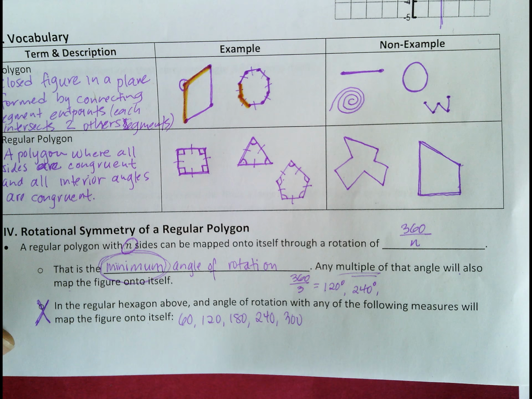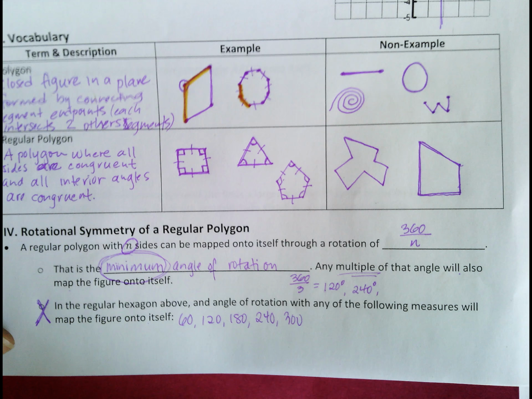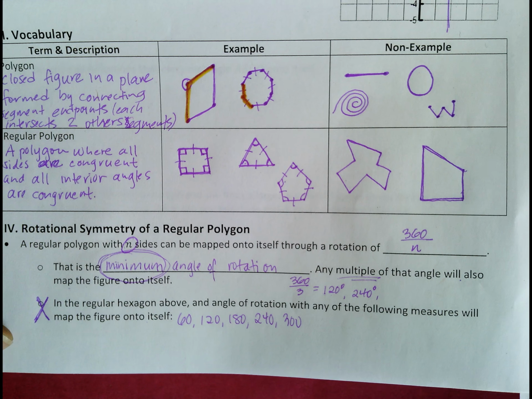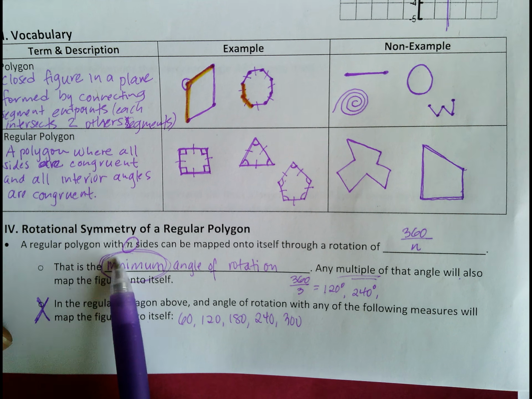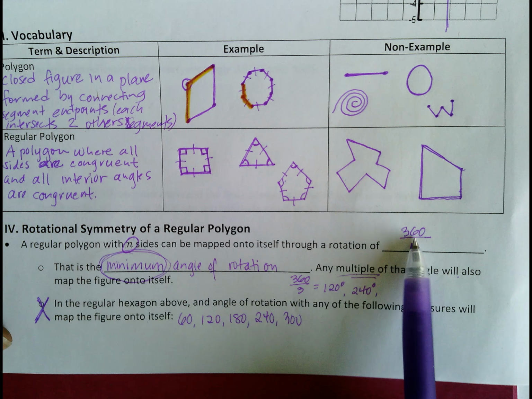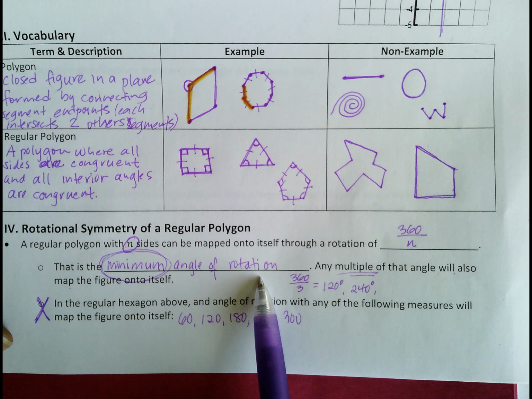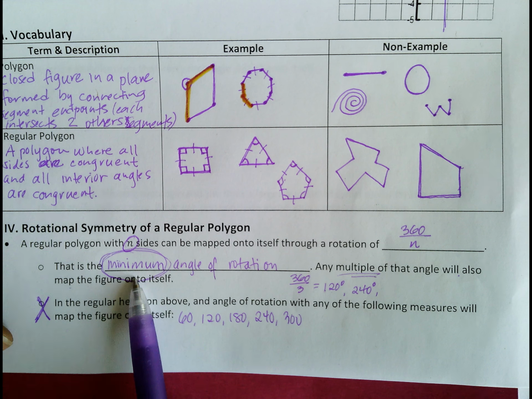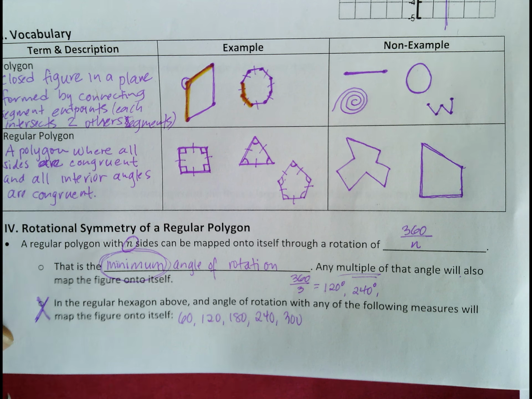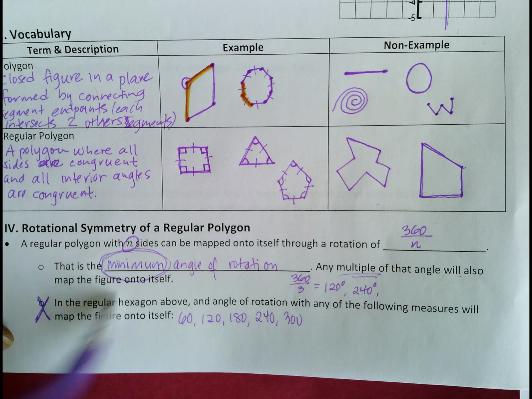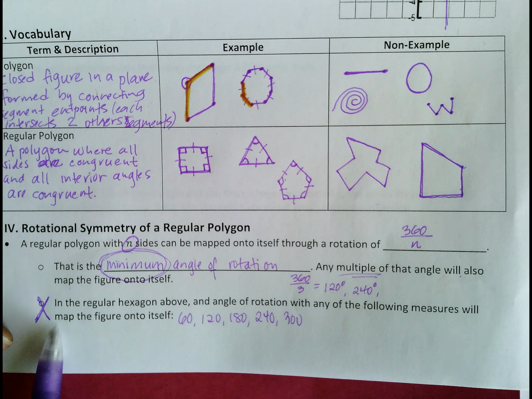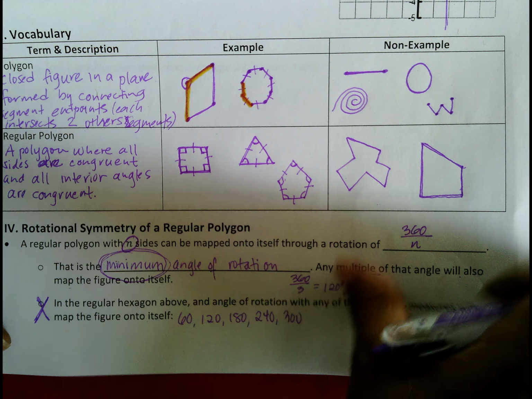So say they give you some square or rectangle or some other polygon. You would take the number of sides, divide it into 360, and that would give you the minimum angle of rotation. Now, keep in mind, when we say minimum, that means at least. That is the smallest degree of rotation that would map a polygon onto itself. But any multiple of that angle will also map the figure onto itself, okay? And we're going to talk about that in the try it out. Do not worry about this section here. Skip over, and we're going to go straight to the try it out.